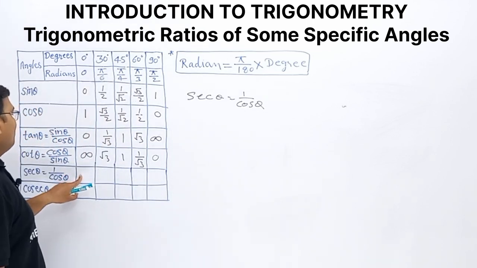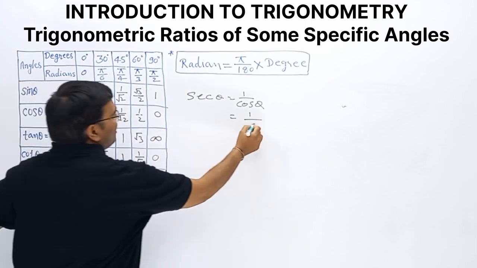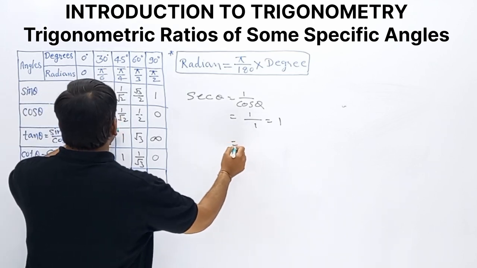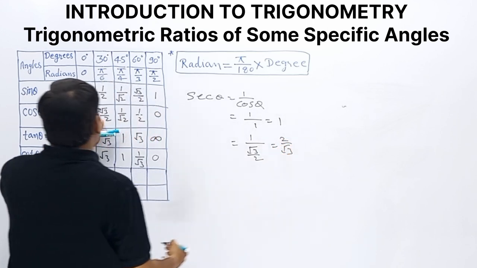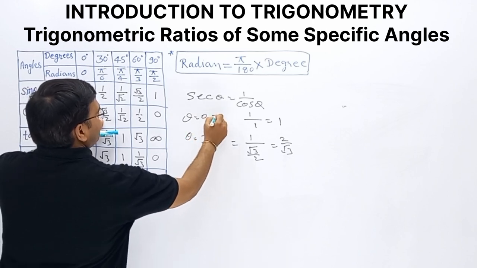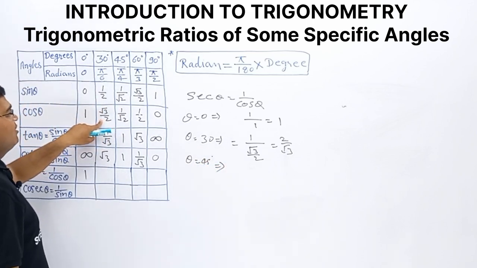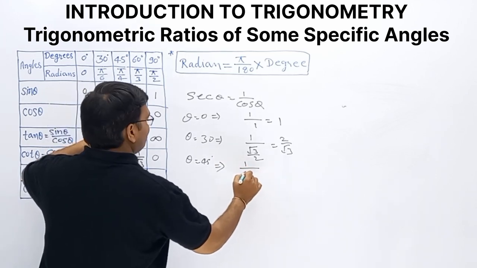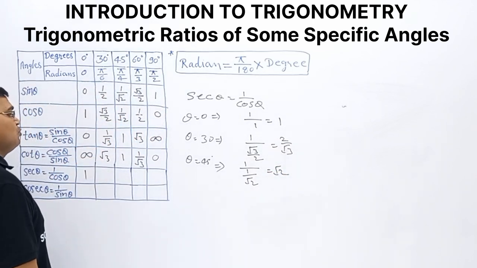First value, for the 0 degree, 1 upon cos 0. Cos 0 is what? 1. So 1 upon 1 will be 1. Now for 30 degree, 1 upon square root of 3 by 2. This will be 2 upon square root of 3. What will we be getting? For theta equal to 0, theta equal to 30, for theta equal to 45 degree, like this. Clear? For theta equal to 45 degree, 1 by square root of 2, the result will be square root of 2.